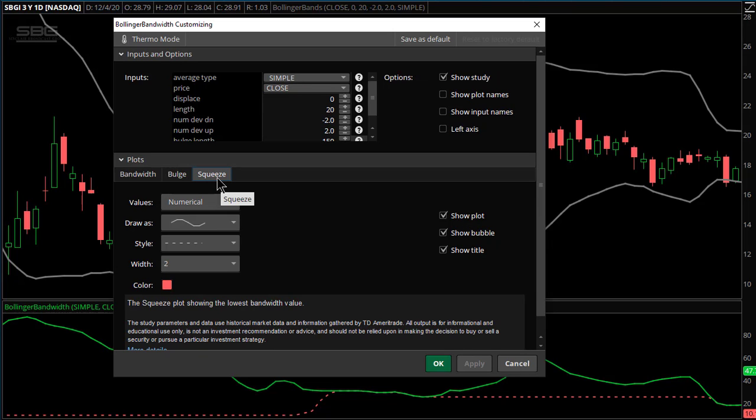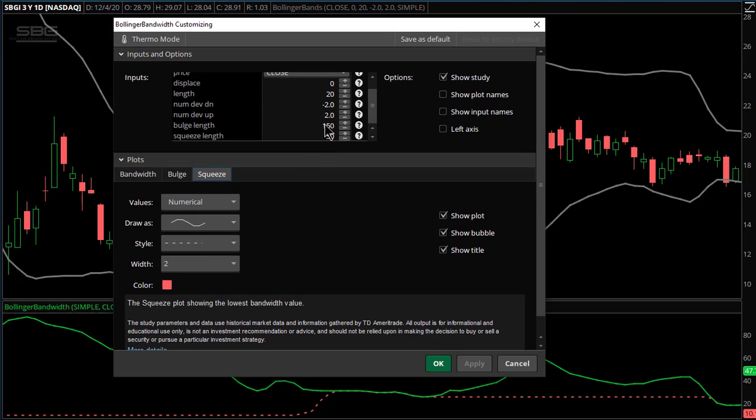Now squeeze, here's where we can objectively measure it mathematically, and I've got that colored red with dashes. My settings here are again the standard Bollinger Band settings with 20 and 2, +2 and -2. Bulge, I'm not using it. It defaults to 150 in ThinkorSwim, but since I'm not using that, I don't change it. But squeeze, I do change. I don't like 150. To me, that's too long. So I change it to 50. You can change it to whatever you want.